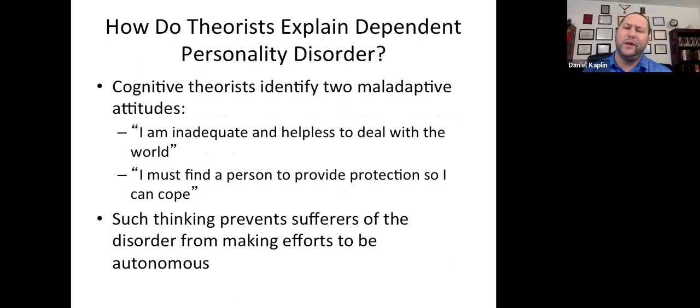From a cognitive point of view, there are 2 primary maladaptive attitudes. One is, I am inadequate and helpless to deal with the world. And two is, I must find a person to provide some kind of protection. These two faulty thinking patterns keep the condition going, and it interferes with becoming autonomous or self-governed.